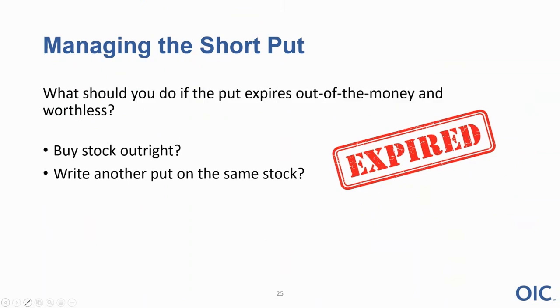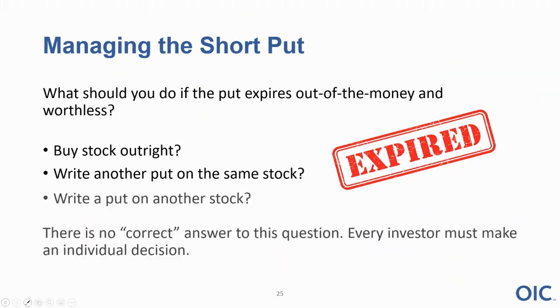Now what can you do? Well, you can decide to buy that stock for 97, depending on where it's trading, or you might simply decide to write another put on that same stock, maybe at a different price, depending on where those shares went. Or you simply collect your premium, that's your profit, and you decide to do a similar trade or a different trade on another stock.